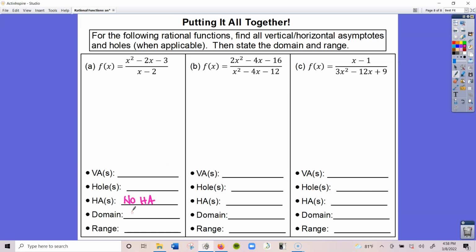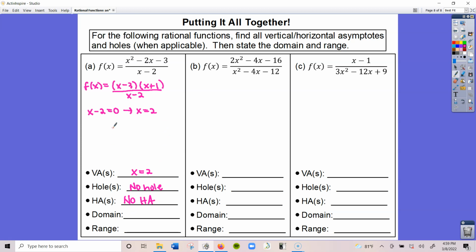Now I know that I can get the rest of the information by factoring my function. So I'm going to go ahead and factor. X squared minus 2x minus 3 is x minus 3, x plus 1, and this is over x minus 2. Since nothing cancels out here, I know that there is no hole either. But I still have a factor in the denominator, so if I make that factor equal to 0, that's going to tell me where I have a vertical asymptote. So I have a vertical asymptote here at x is equal to 2.